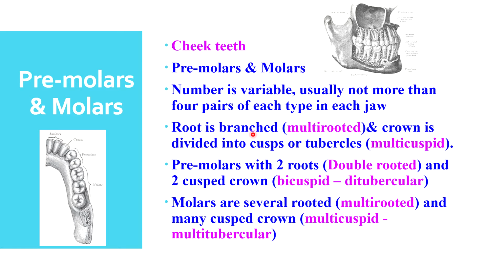The root is branched or multi-rooted. The crown is divided into cusps or tubercles.